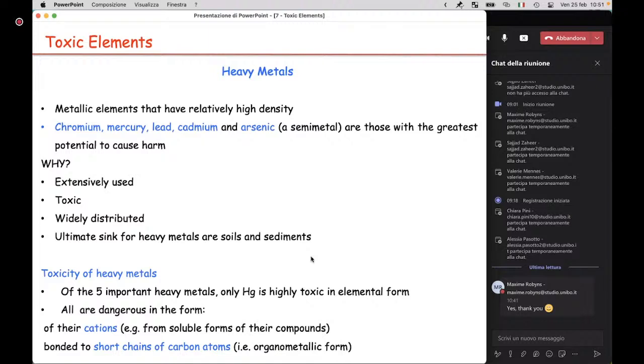So heavy metal contamination is a long-term contamination, because heavy metals are not used by living organisms, by bacteria and so on. They are not transformed into something else, or sometimes they are even transformed into even more toxic compounds. So the contamination of soil and sediments with heavy metals is a very, very dangerous environmental problem.